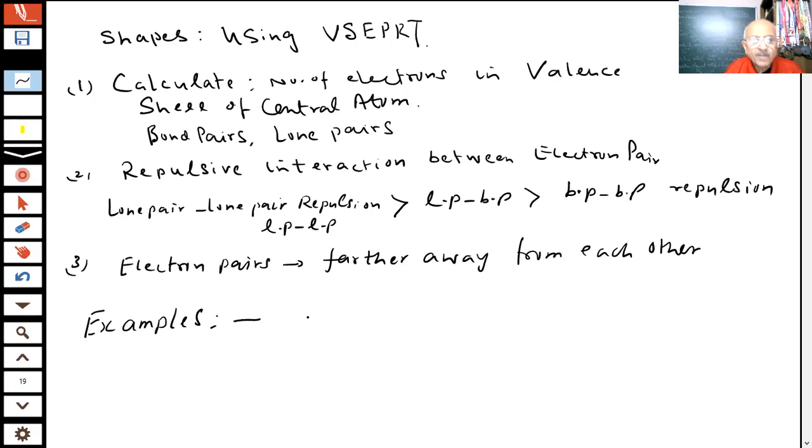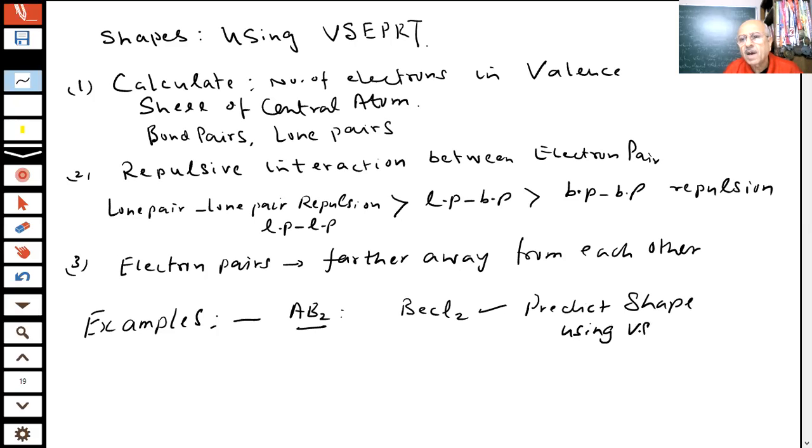Certain molecules, for example AB2 molecules. What do we mean by AB2? Like BeCl2. Supposing this is the molecule, and I say predict the shape using VSEPR theory. Now beryllium, we have to know its atomic number.